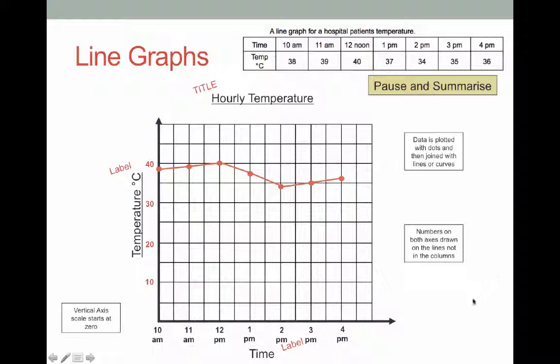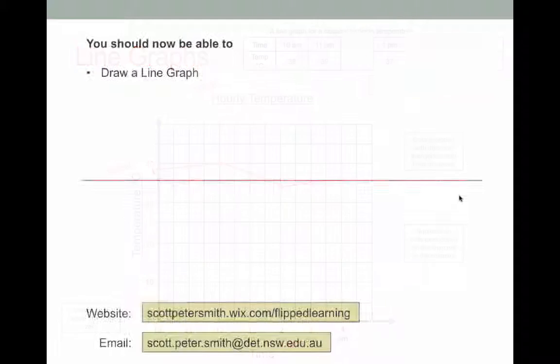And that's it. I'd like you to pause and I'd like you to draw this up. If you don't have any grid paper, you'll have to draw it up with a ruler. Make sure that you get the table written down as well because this is the data that you will be representing in your graph. And that's it.